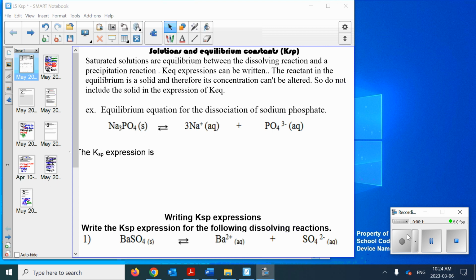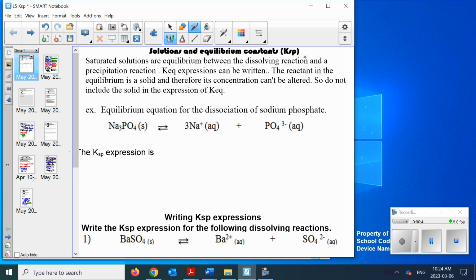What I do want you to write down is solutions and equilibrium constants. We call this one Ksp. Remember what I said? We can use Kc, Kq, sometimes we can use Ka, Kd, and Ksp. S and P stand for solubility product constant. Don't write down the paragraph. Read through it and understand.